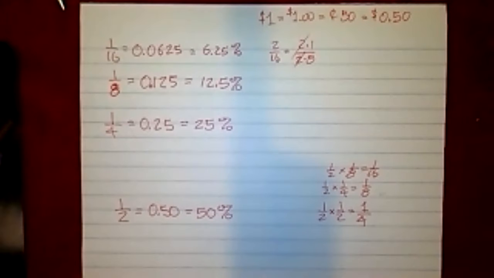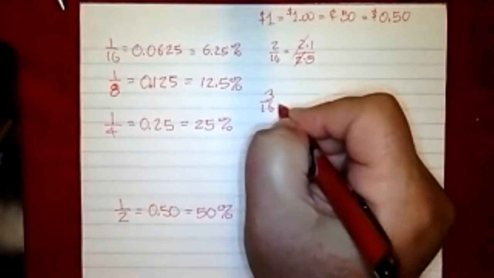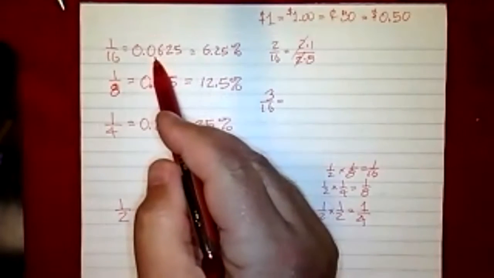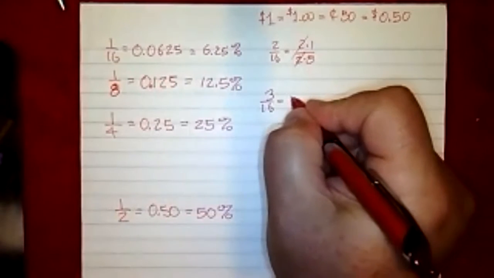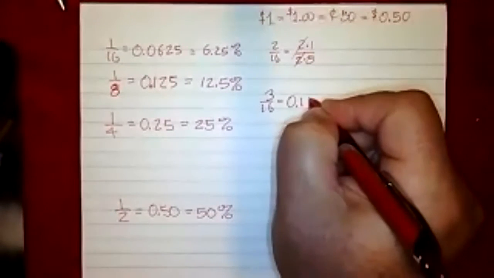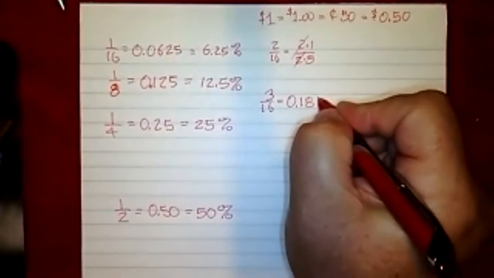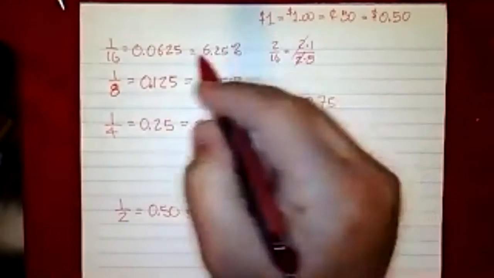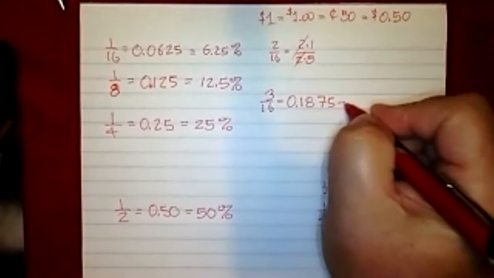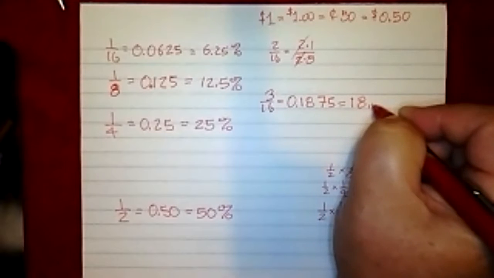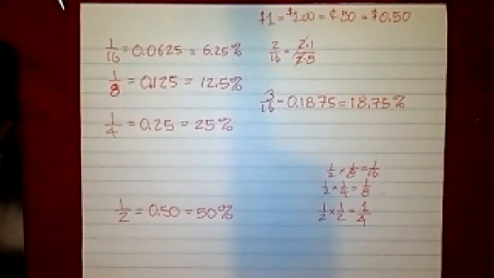But what about 3/16? Well, 3/16, that's just going to be 3 of these. Well, 3 times 6 is 18. So I know that's going to be 0.18. And then 3 times 25 is 75. So I'll put 75 there, just like 3 times 3/4 is 75 cents. So I know that 3/16 is 0.1875, which would be 18.75%. So that's a kind of nice, neat way.